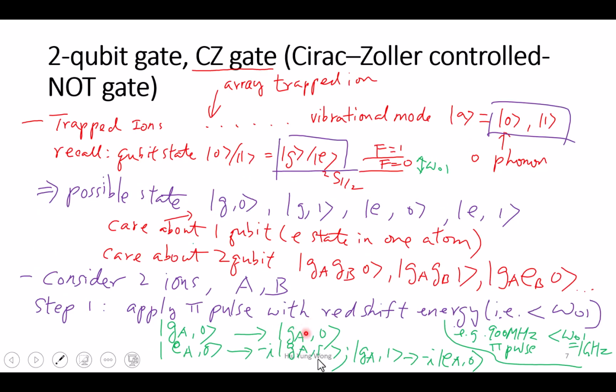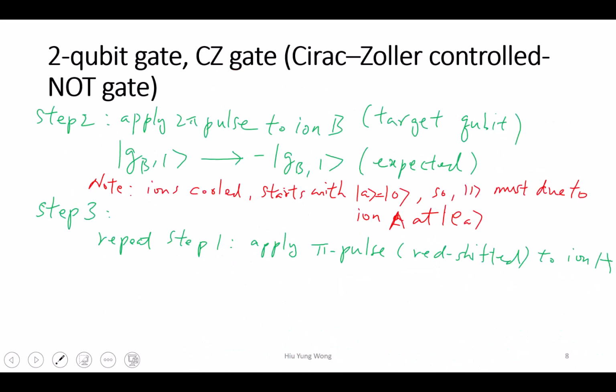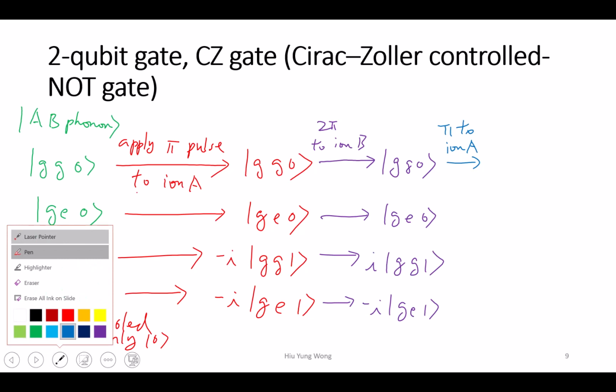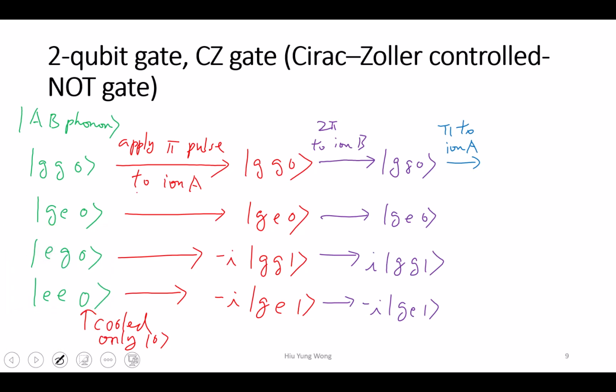It's not going to change anything except that you will either have excited state with 0 phonon or ground state with 1 phonon. And then they all apply the negative i and flip the state. So, anything happen to the first one? No, because it is ground state and no phonon, right? So it is just GG0, nothing changed. How about the second one? Same, because again, ion A is at ground state and no phonon, so nothing changed.